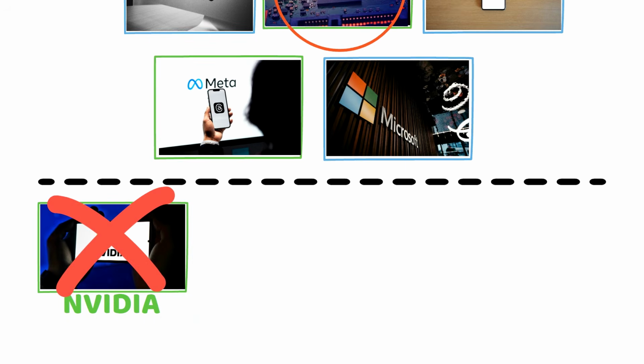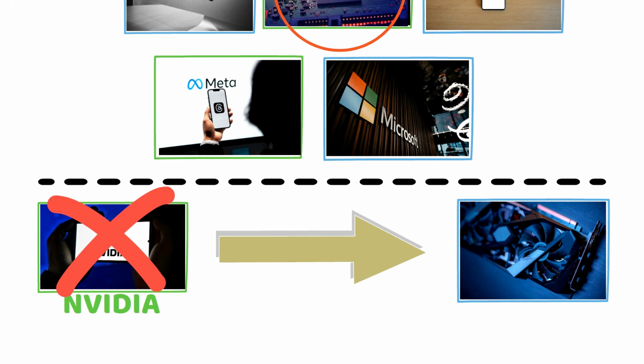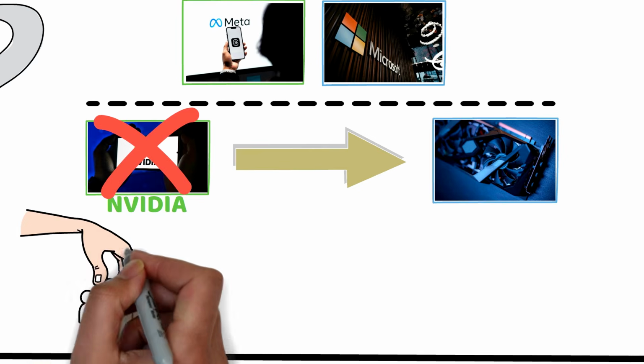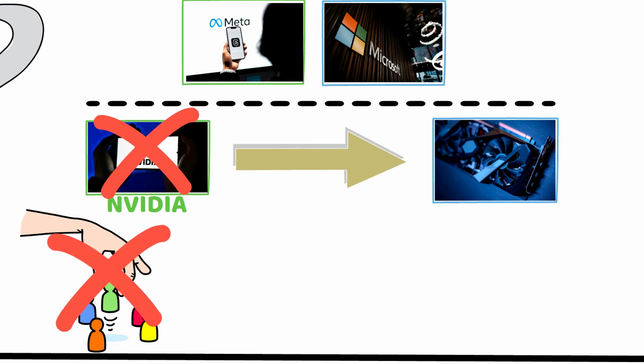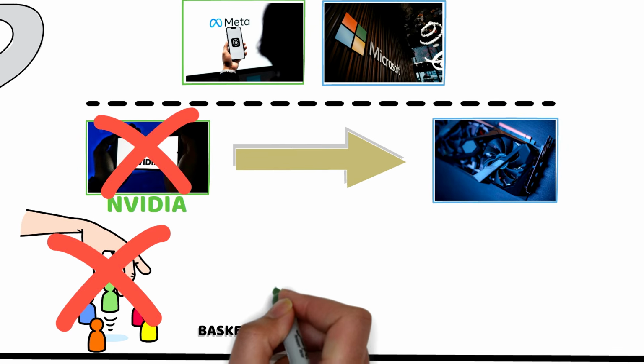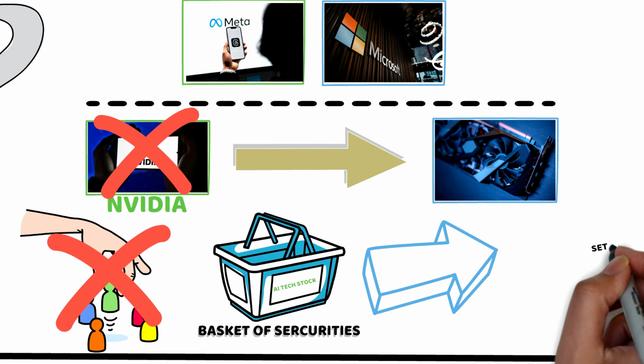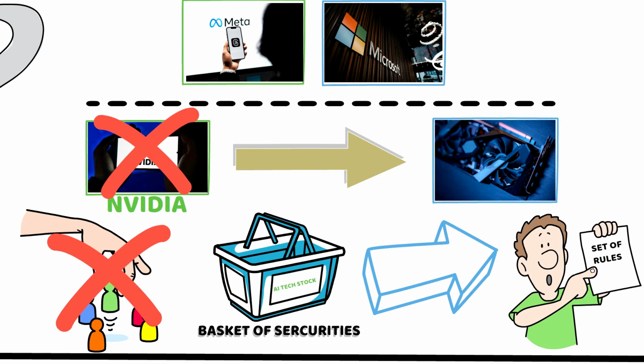The answer is clear. As a passively managed fund, NVIDIA would be automatically taken out of the fund and replaced with the emerging stock. The key in a passively managed fund is that it completely takes out any human decision-making or judgment calls. Passively managed funds simply construct their basket of securities depending on a defined set of rules.